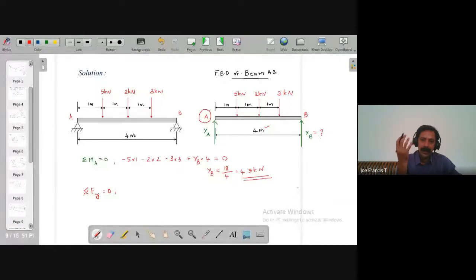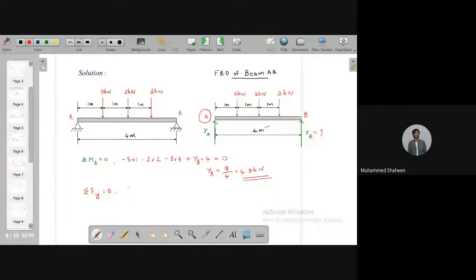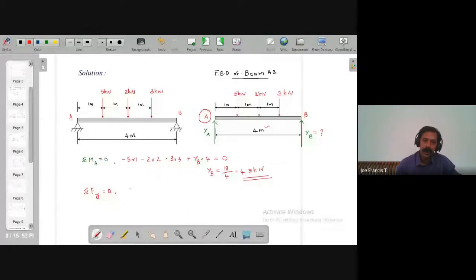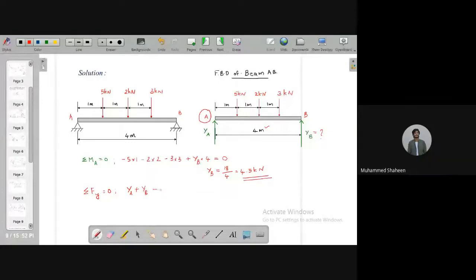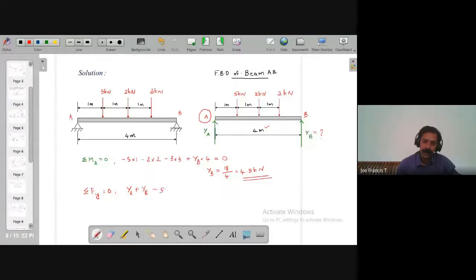Then which are the forces in the positive direction? The upward forces. YB and YA are upward. So it will be YA plus YB. These are the two upward forces. Minus... Correct. Go ahead. -3 -2 -5, yeah, -5 -2 -3 equal to 0. You already know YB, which is 4.5. So you get YA. YA is how much? 10 minus 4.5. So it will be 5.5 kilonewton.